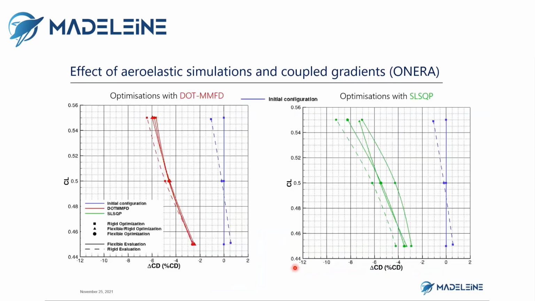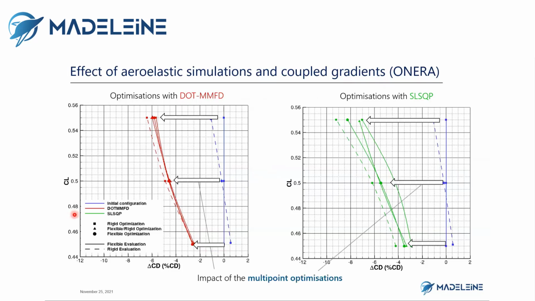Now, I will concentrate the next slides on these 2 pictures. On the left, it is an optimization done using MMFD, modified method of feasible direction, that is a kind of first order constraint gradient. And on the right, an optimization performed with SLSQP, a second order constraint optimizer. The role is not to compare both optimization strategies, but rather to highlight different behavior. And in blue, you will have the initial configuration used as a reference. And what is plotted are the variations of the drag with respect to the reference configuration for different lift coefficients.